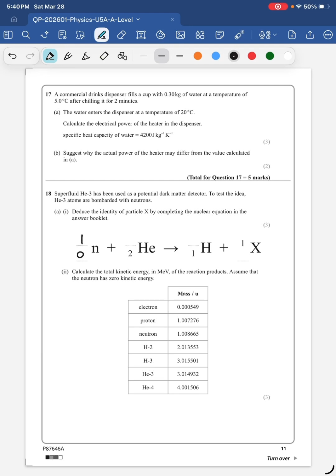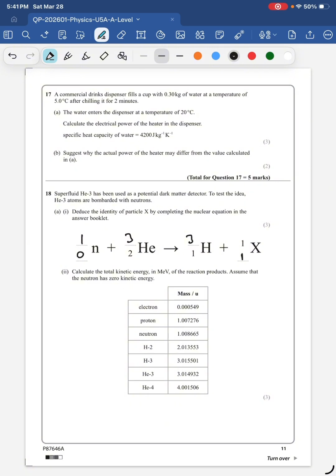So X should have a proton number of 1, since the other particle is hydrogen. So 1 plus 1 makes 2 on the right hand side, as we have on the left hand side. And then they say it's helium-3, so we just write helium-3. So we have 4 protons and neutrons before, so we need to have 4 protons and neutrons after. So this is tritium, hydrogen-3, and the particle X is just hydrogen.